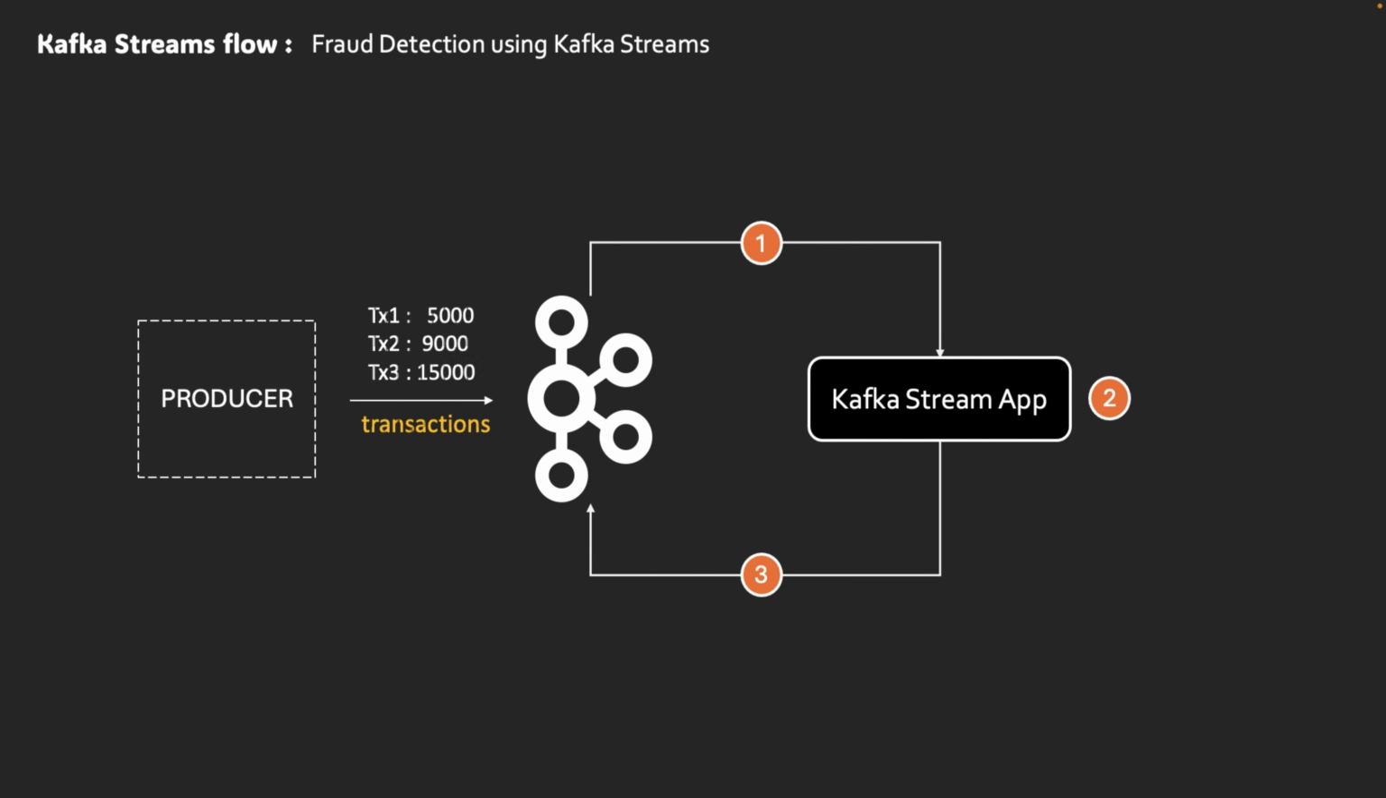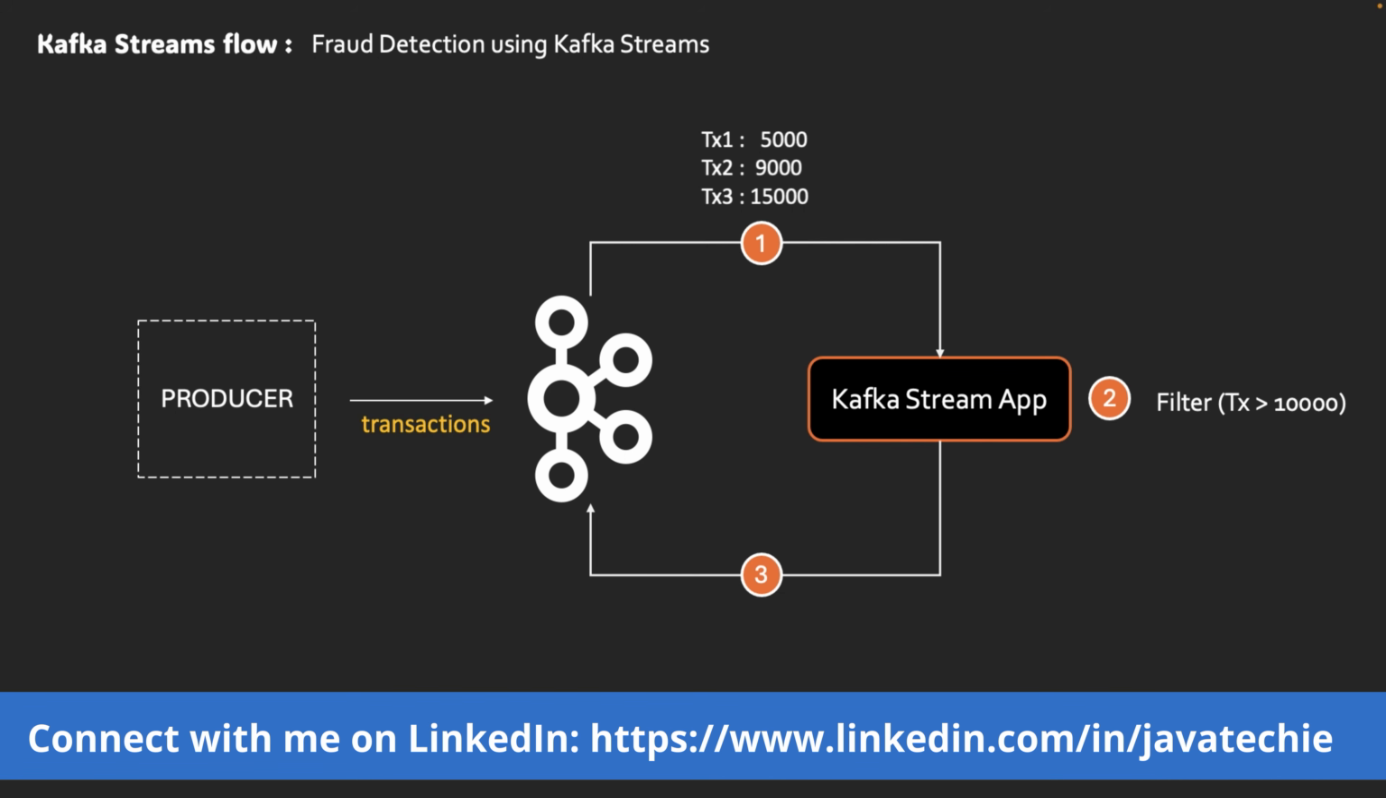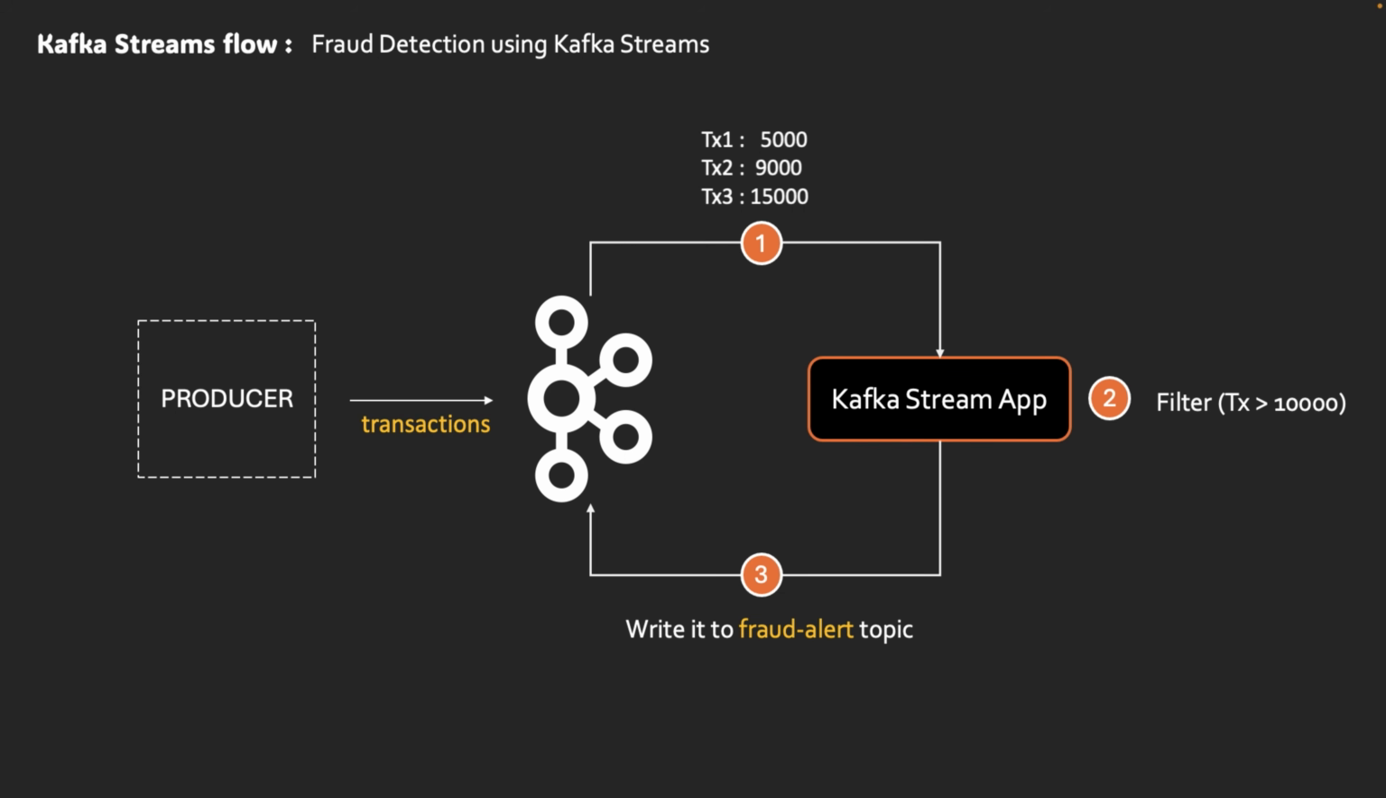Okay, let's say your producer application is sending a continuous stream of transaction events to a Kafka topic called transactions. Now our Kafka Stream application comes into the picture. What it does is read those transaction events from the transactions topic, then it filters out any transaction where the amount is greater than 10,000, and finally it writes those filtered suspicious transactions to another topic called fraud alert.